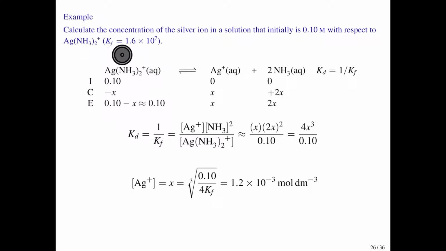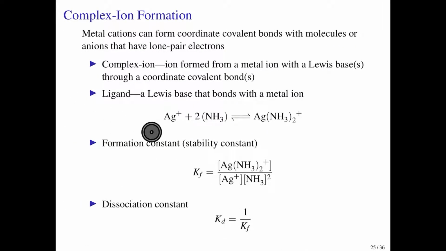So Kf, you see here for the complex ion here is quite large. And so that means in this formation reaction, because Kf is so large, that indicates that this equilibrium is shifted very far to the product side. So most of the silver ion in solution is going to be wrapped up in this complex ion.